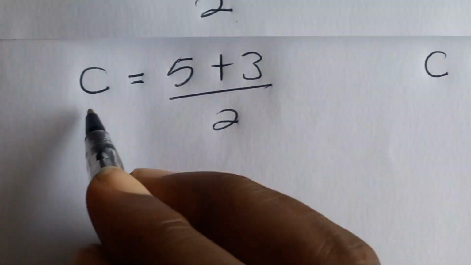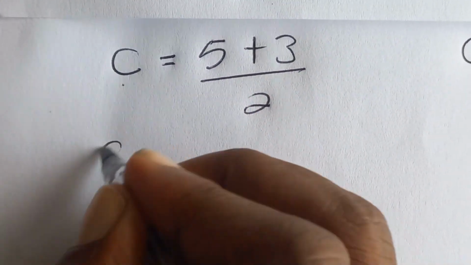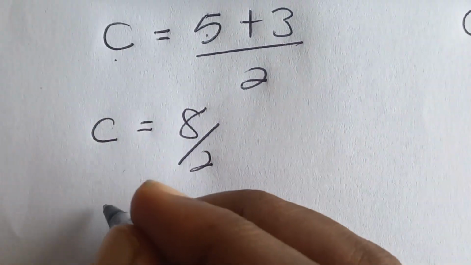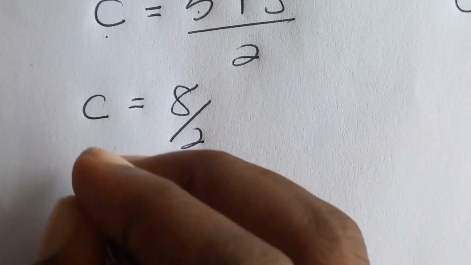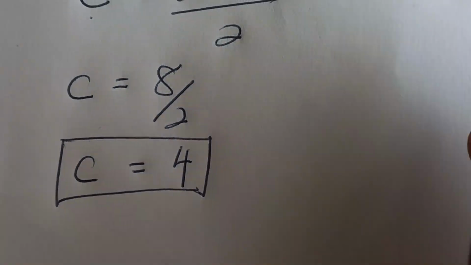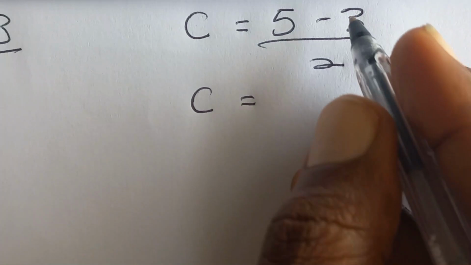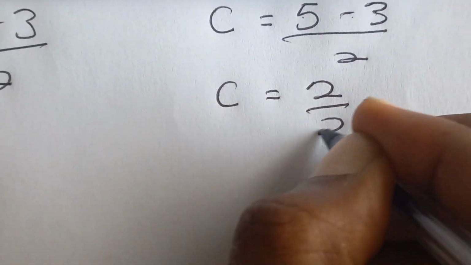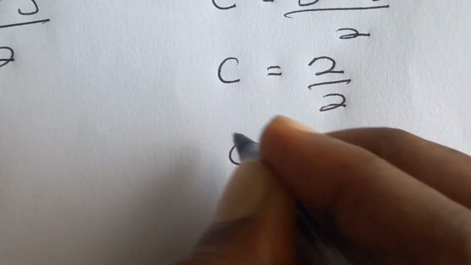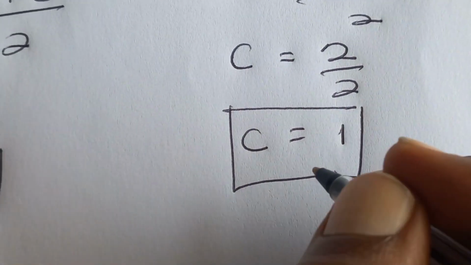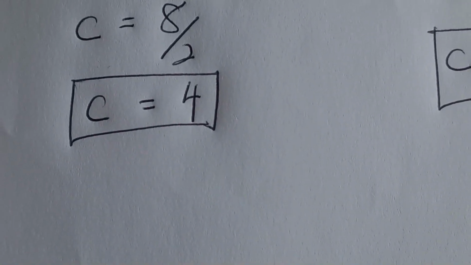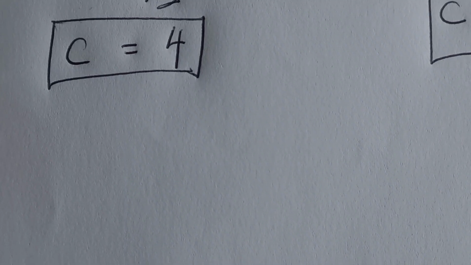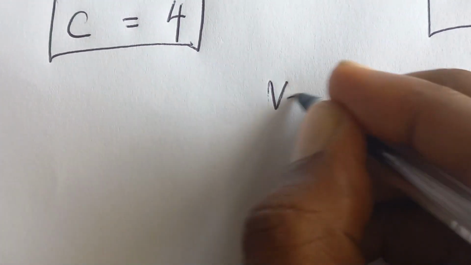So let's have this first. With this, we get C is equal to 5 plus 3, which is 8, over 2. So our C is equal to 4. In this case, our C is equal to 5 minus 3, we are getting 2, over 2. So it means that our C is equal to 1. So now we have two answers and we need to test or verify to see which one satisfies the equation. So let us verify.